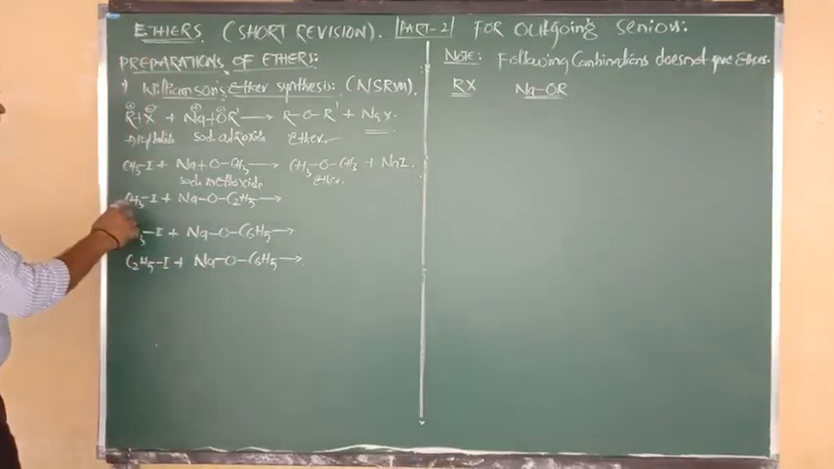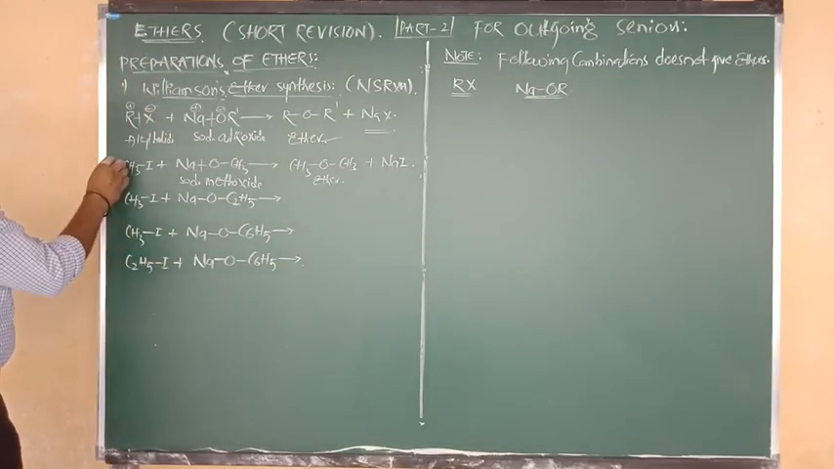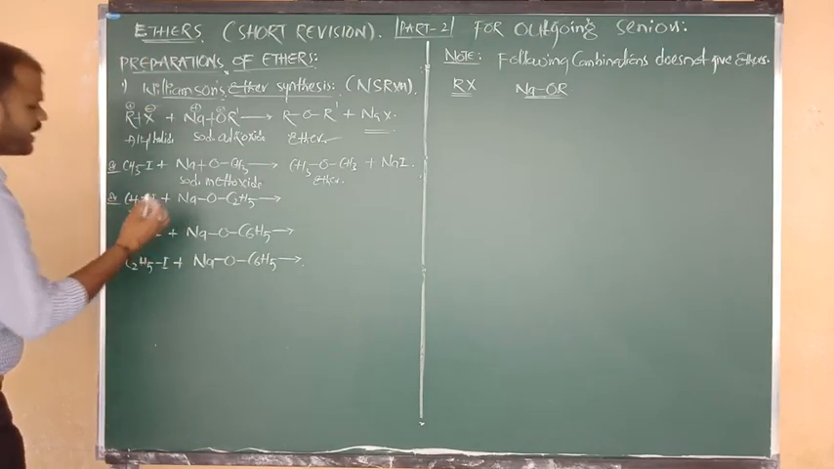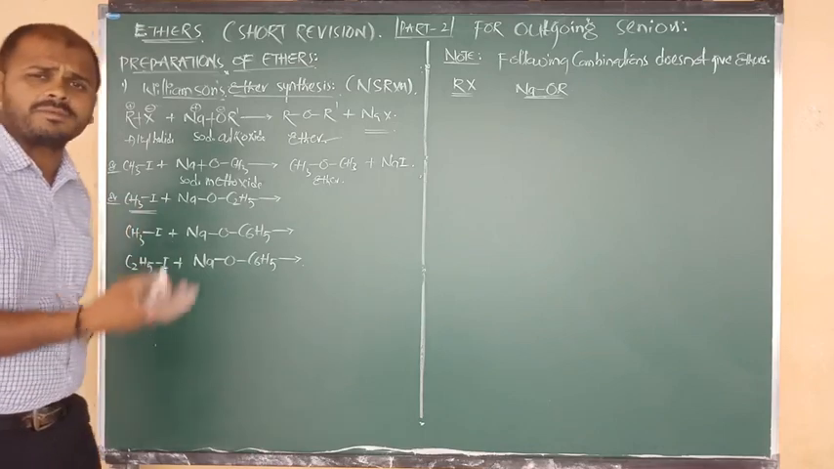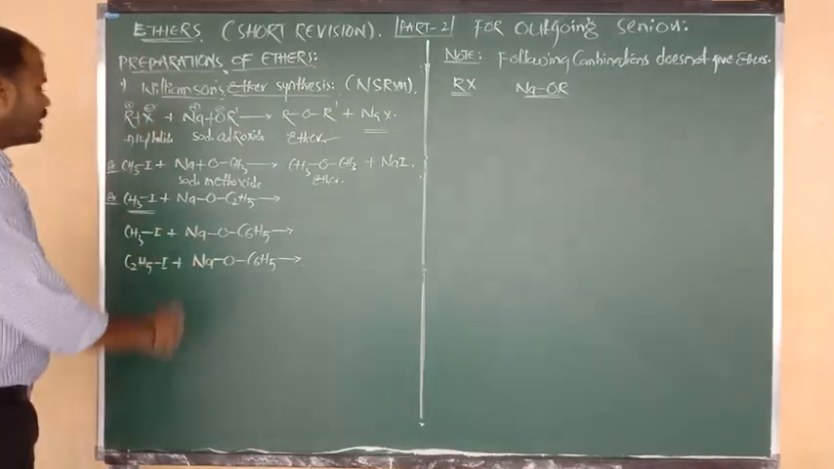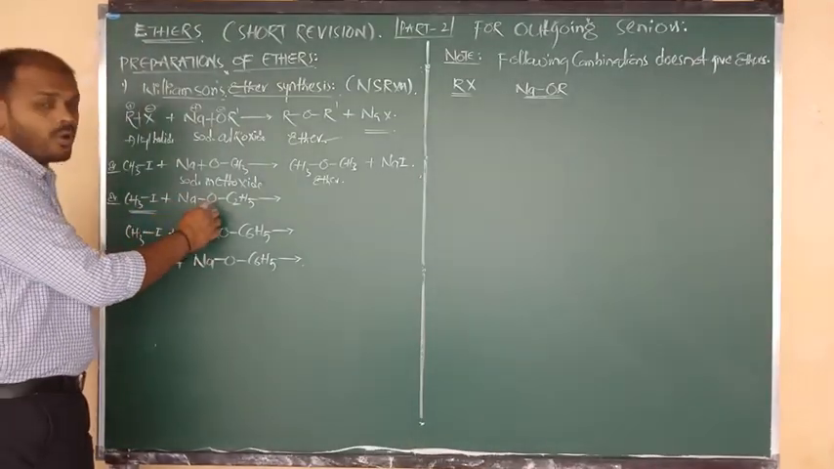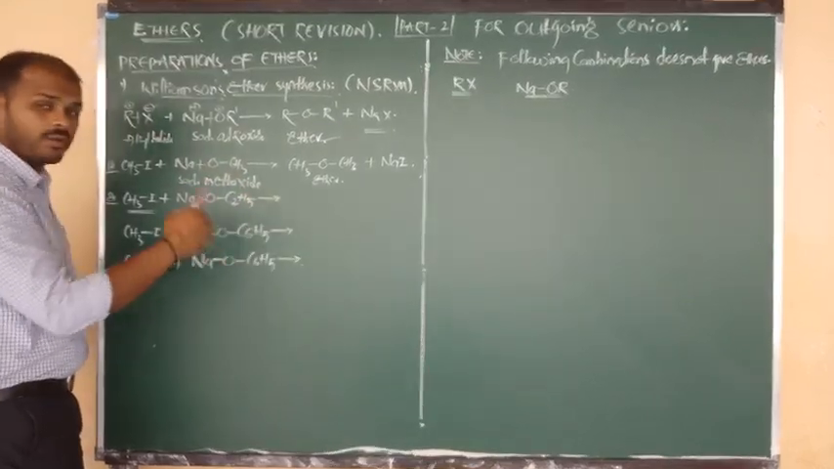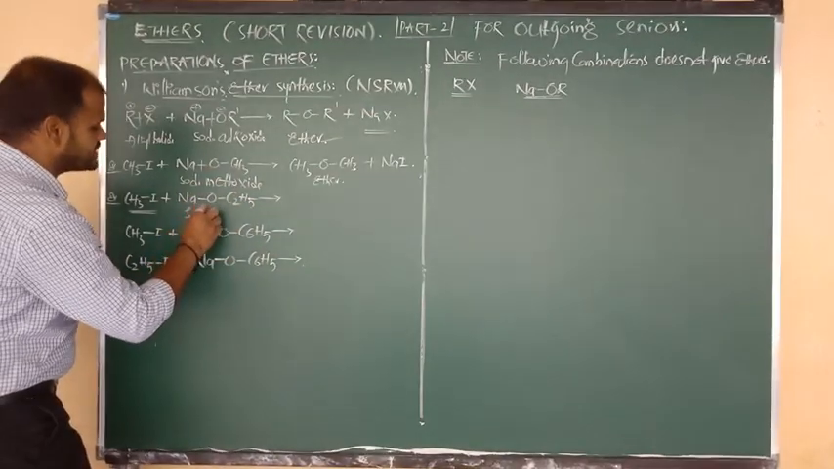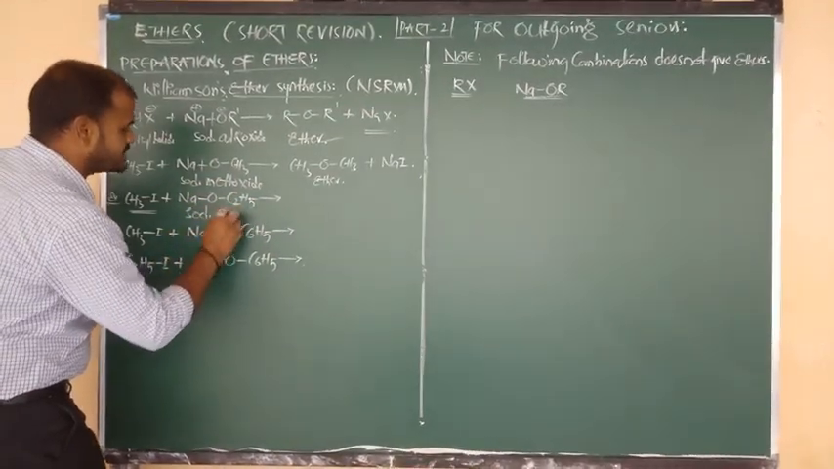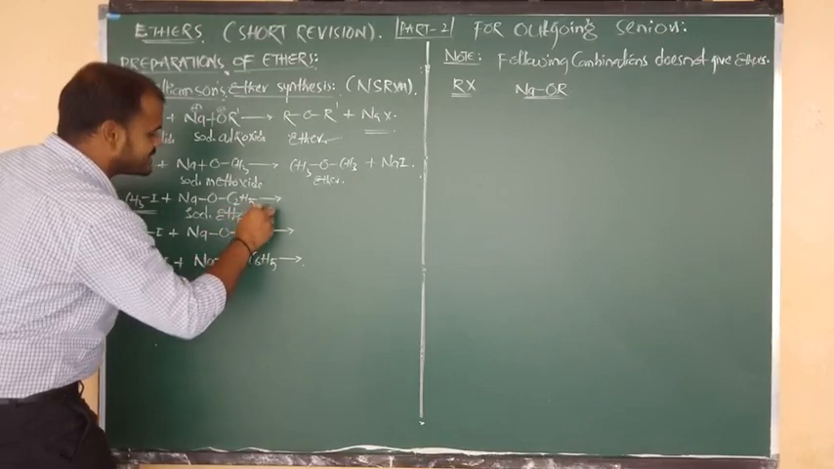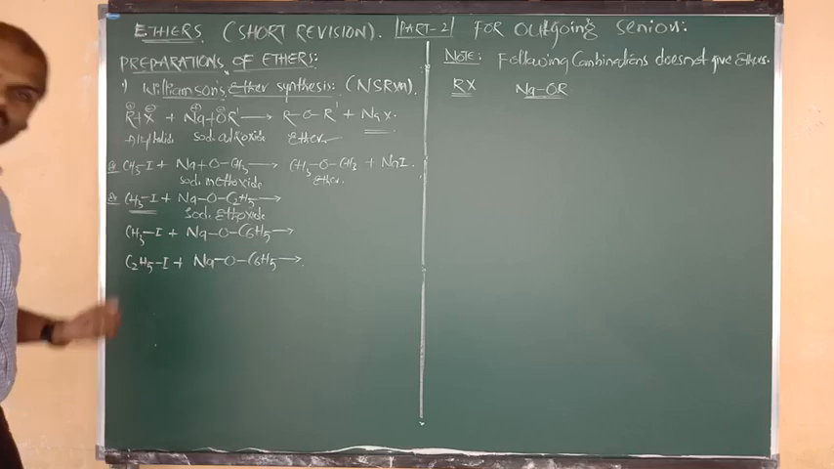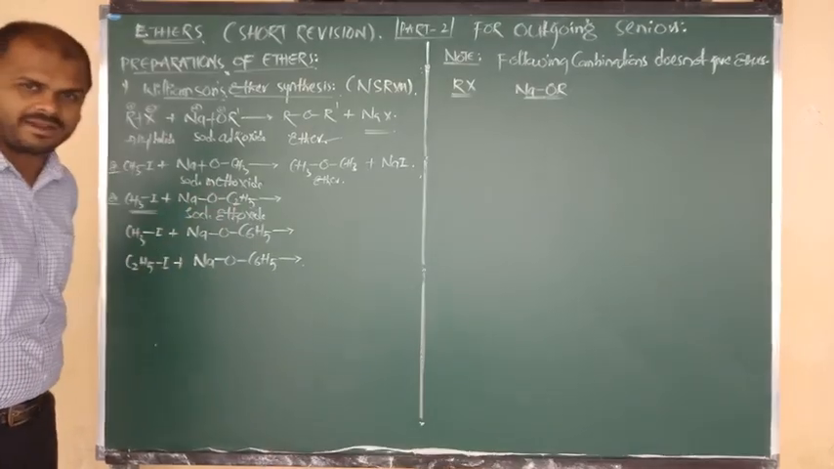Next, another example. Again here I have taken methyl iodide, or you can consider ethyl iodide, methyl chloride, whatever that may be, no problem. It reacts with NaOC2H5, CH3O is the methoxy form, C2H5O is the ethoxy form. So simply we can say this is sodium ethoxide. What is the formula of sodium ethoxide? NaOC2H5. So methyl iodide on reaction with sodium ethoxide.